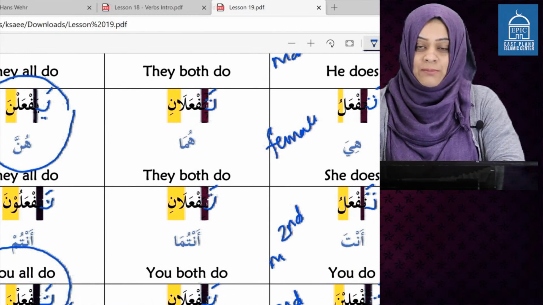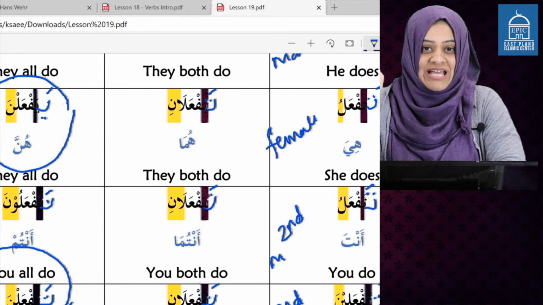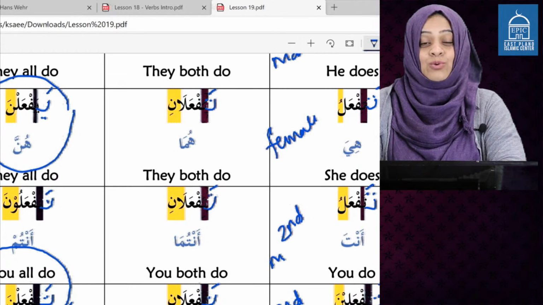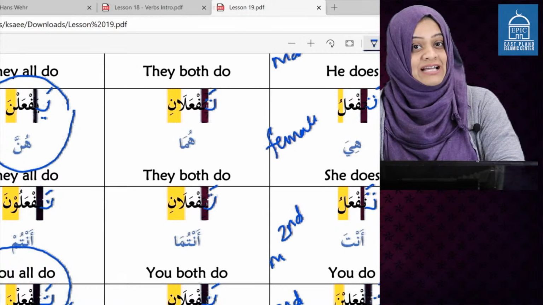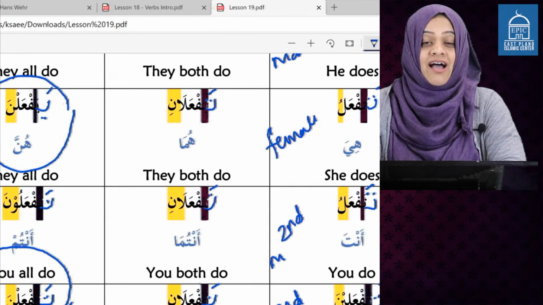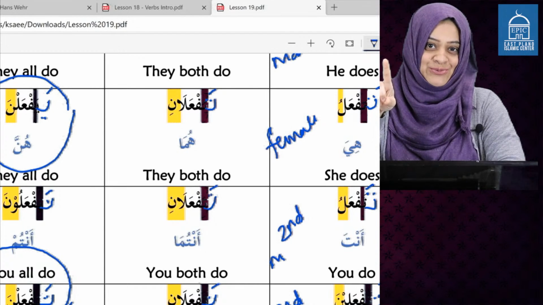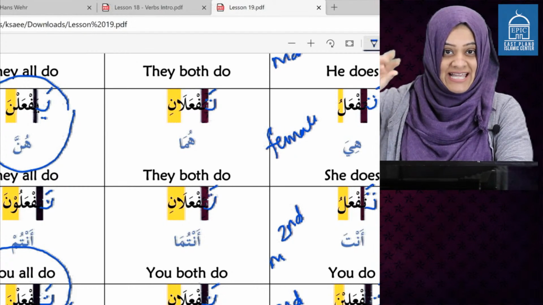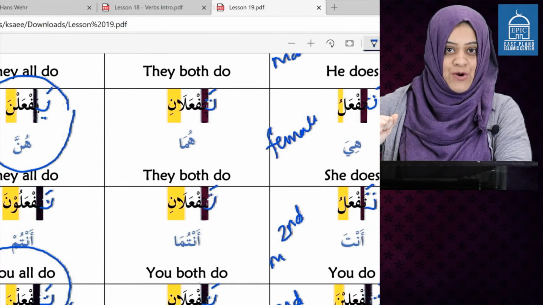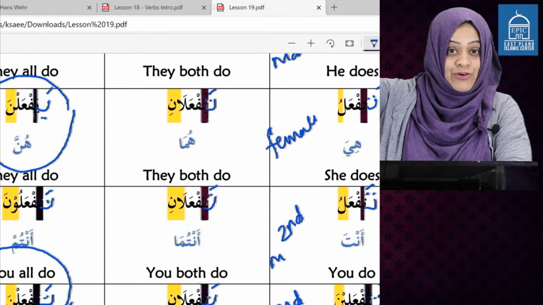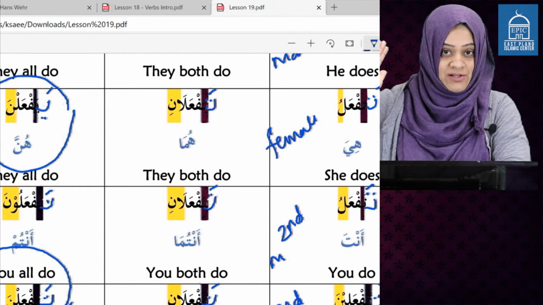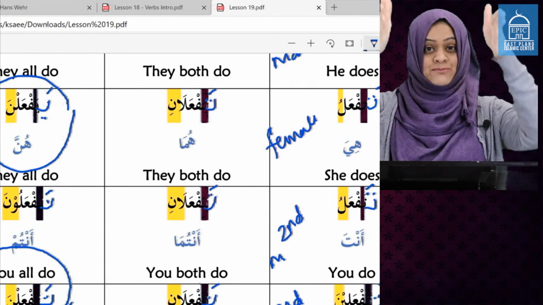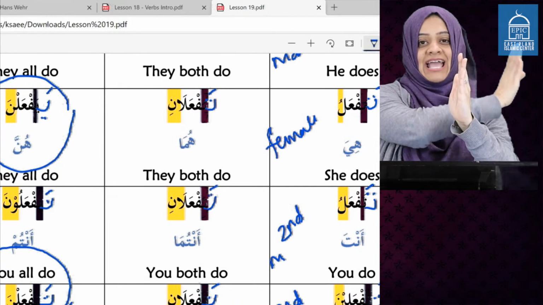Okay? So I'm going to say the chart right from the beginning again. Yaf'alu, I'm going to go slow, I promise. Yaf'alu, yaf'alani, yaf'aluna. Taf'alu, taf'alani, yaf'alna. Taf'alu, taf'alani, taf'aluna. Taf'alina, taf'alani, taf'alna. Af'alu, naf'alu, naf'alu. Okay, first two lines third person, second two lines second person, and the last line first person. Each of the two lines, the first one is male, second one is female, right? Male, female, and the first person applies to both male and female. In terms of columns: singular, dual, and plural.